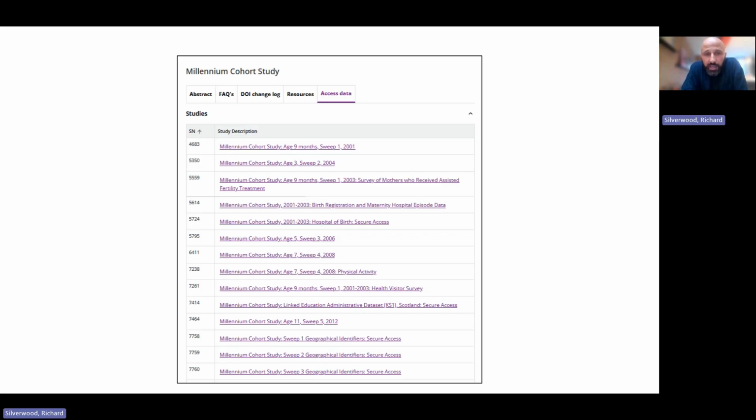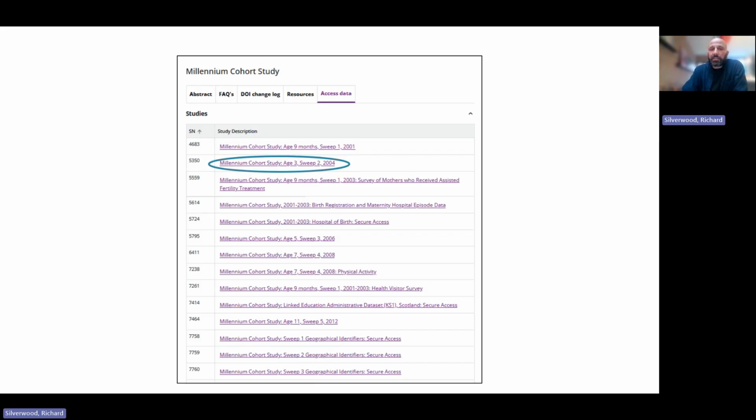We can see here there's a few at the top from the early sweeps of data collection. These ones are available under a standard end user license. And towards the bottom, there's a few more: one with linked educational administrative data in Scotland, and then the three at the bottom with different geographical identifiers, and those ones are only available under secure access. So all the data sets are listed. You can click on them and find out more information. But let's go for a standard end user license one, because that's the most straightforward.